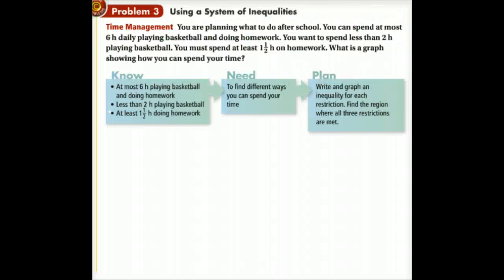You are planning what to do after school. You can spend at most 6 hours daily playing basketball and doing homework. So the two combined, you can only spend 6 hours. I'm going to write an inequality for that. Basketball plus homework at most has to be less than or equal to 6 hours. We cannot go over that.